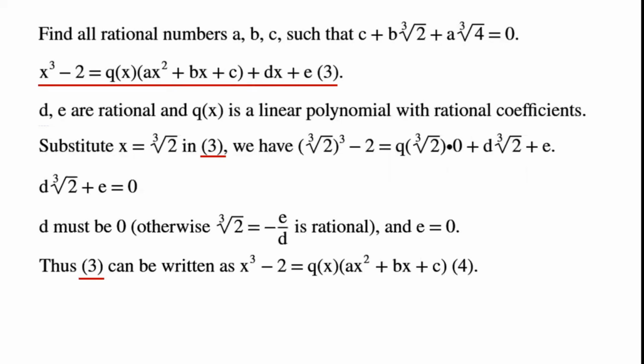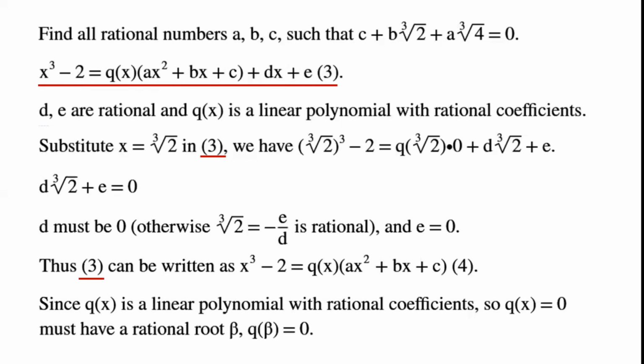Thus, identity 3 can be written as x cubed minus 2 equals q of x times ax squared plus bx plus c. Since q of x is a linear polynomial with rational coefficients, q of x equals 0 must have a rational root beta. q of beta equals 0.